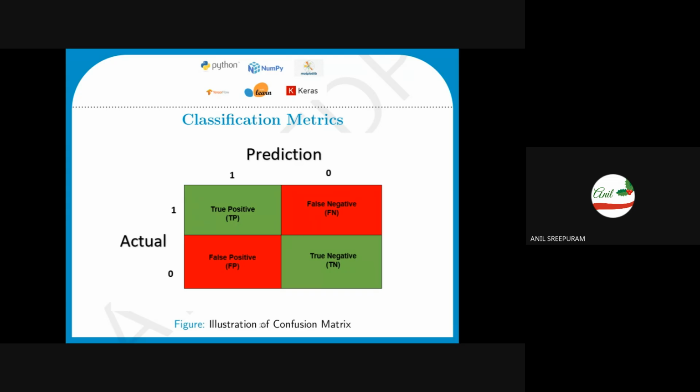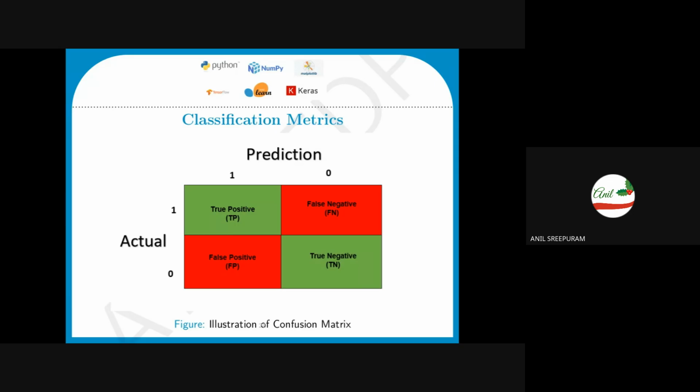And the other case: it was actually class 1, but the model predicted it as class 0. That's called a false negative. False negative means the negative is false, that means 0 is false, so in fact it is positive. False positive means the model is predicting it as positive or class 1, but in fact it's false. It's actually negative, which is in class 0.